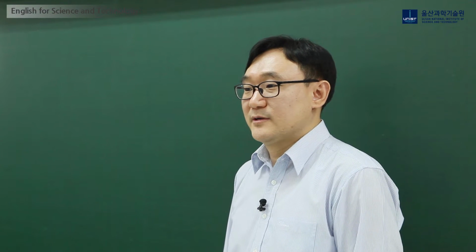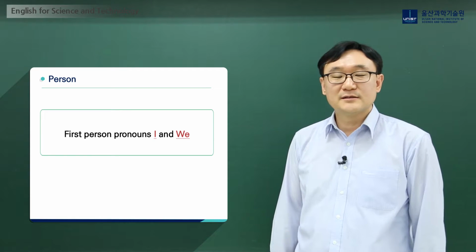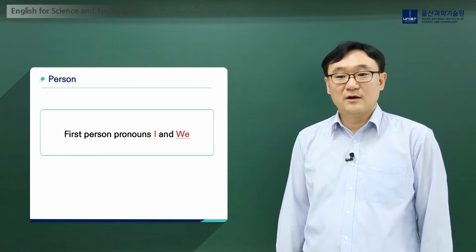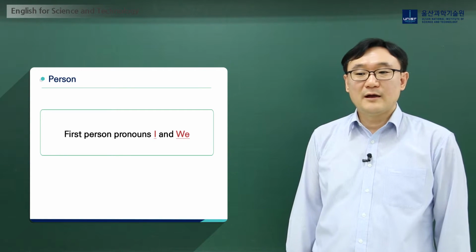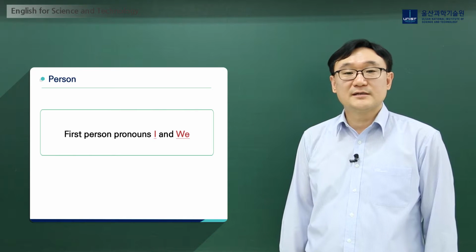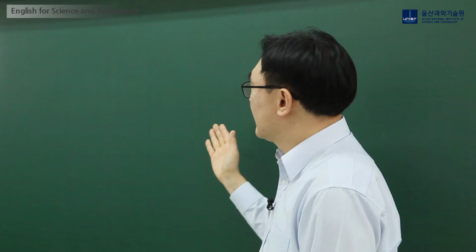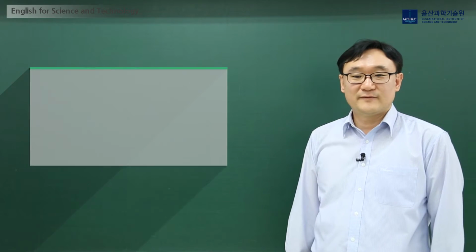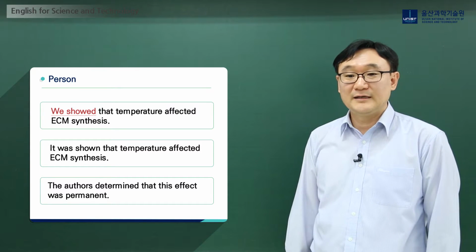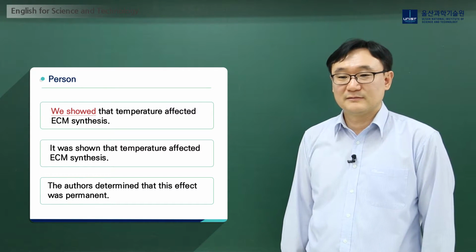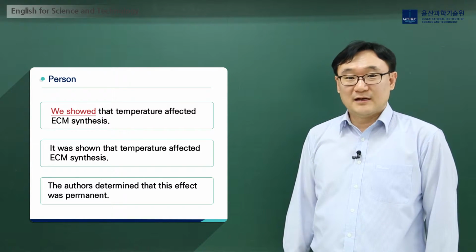The use of first-person pronouns is always confusing and even problematic in some contexts. In fact, avoiding the first-person pronouns I and we may cause confusion in scientific writing. Take a look at these sentences. In the first sentence, who showed the relationship between the temperature and ECM synthesis? Without we, it's not clear.